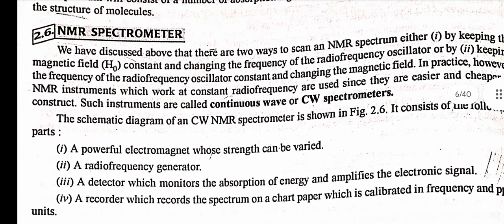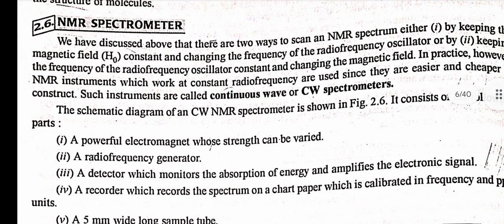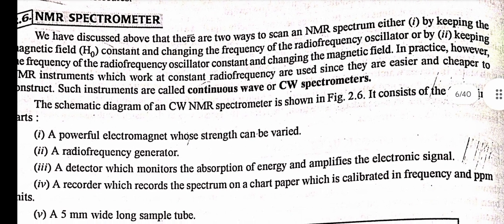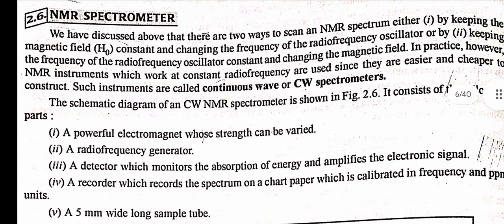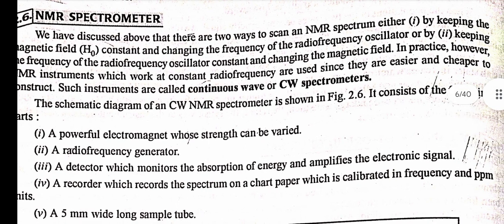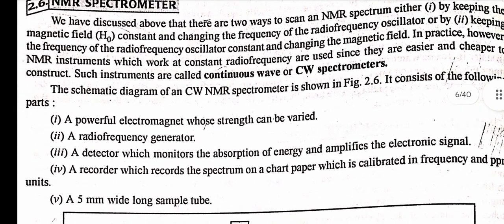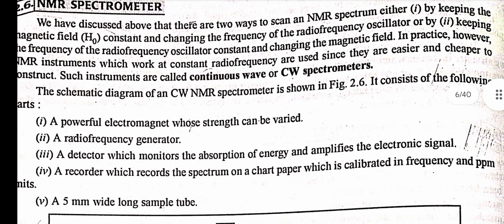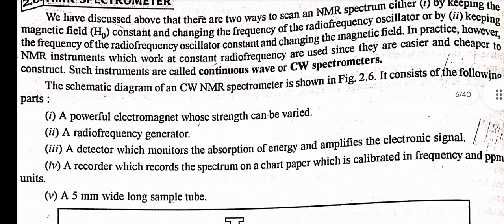NMR spectrometer. We have discussed above that there are two ways to scan an NMR spectrum: either by keeping the magnetic field H₀ constant and changing the frequency of the radio frequency oscillator, or by keeping the frequency of the radio frequency oscillator constant and changing the magnetic field. In practice, however, NMR instruments which work at constant radio frequency are used since they are easier and cheaper to construct. Such instruments are called continuous wave or CW spectrometers.